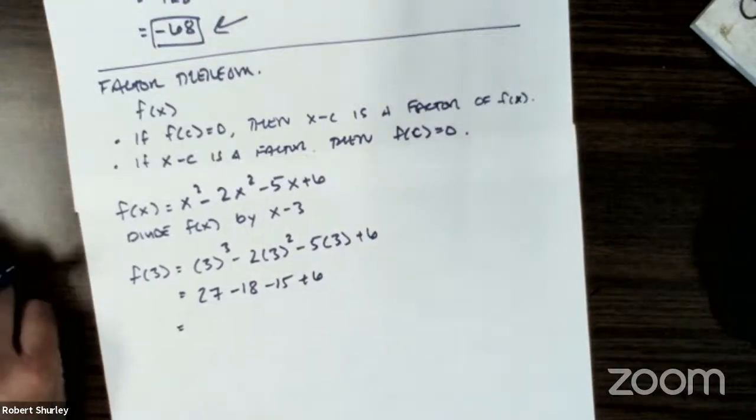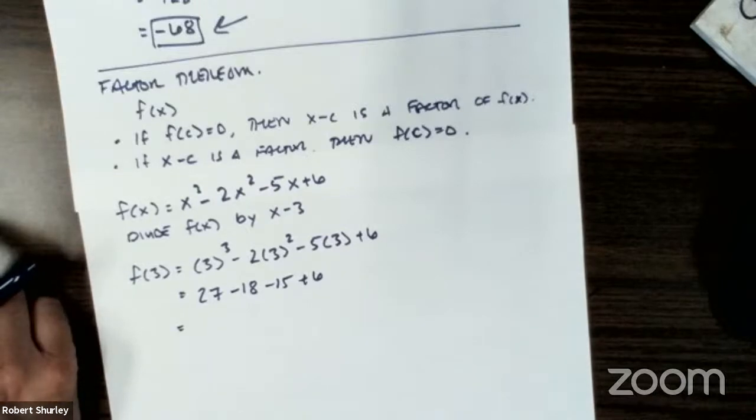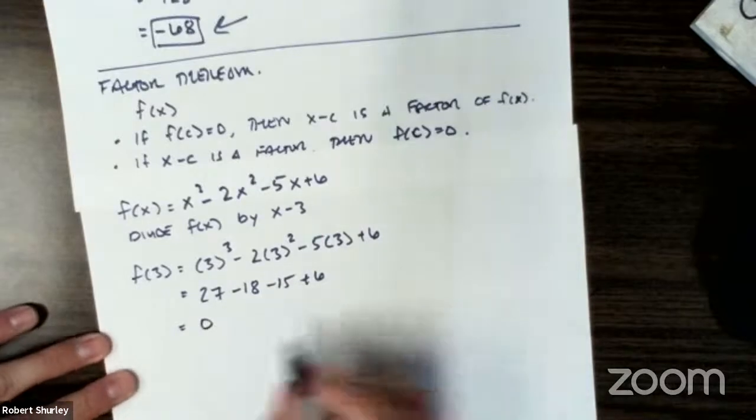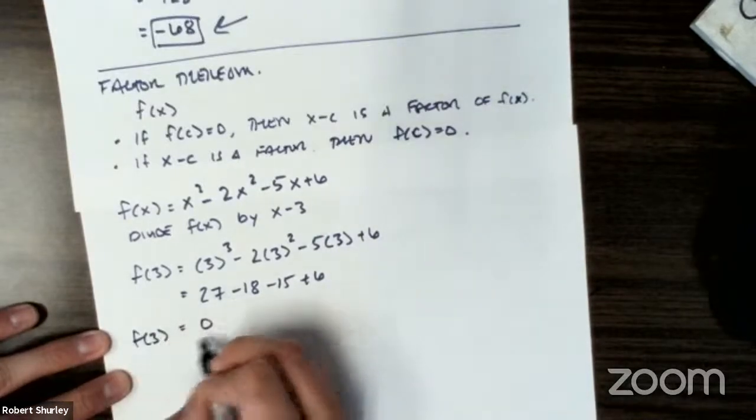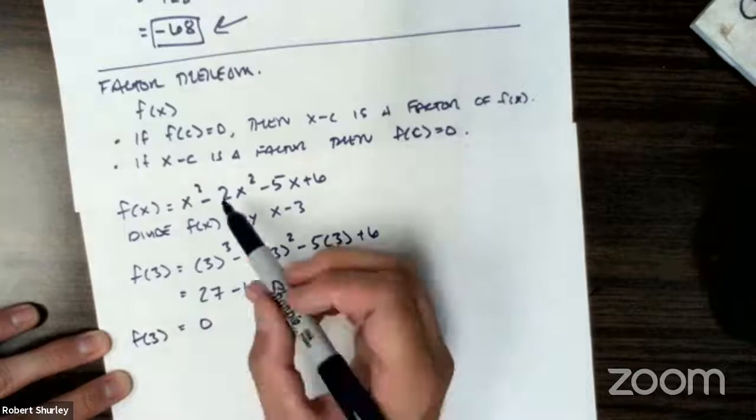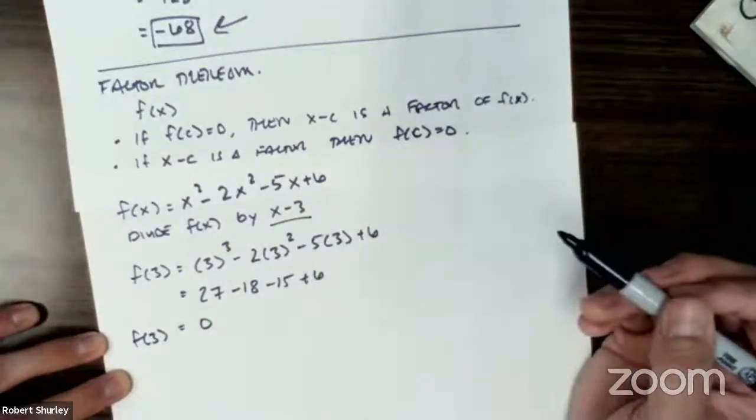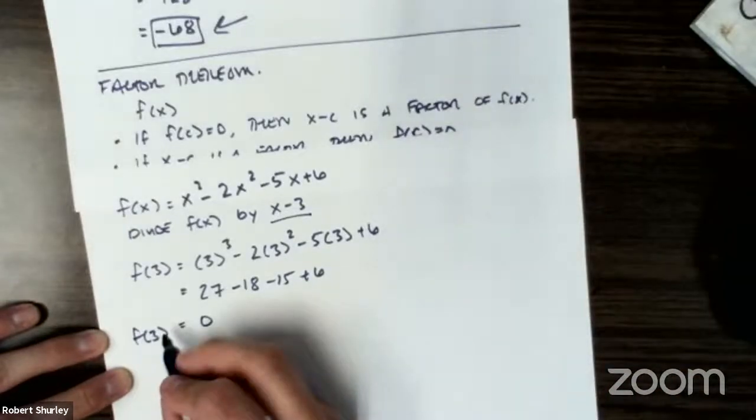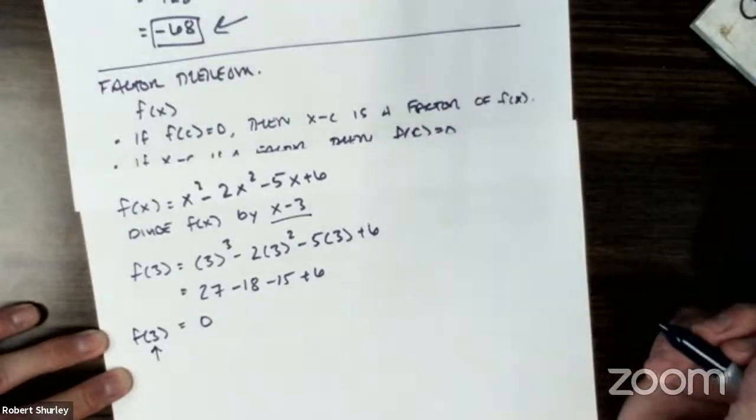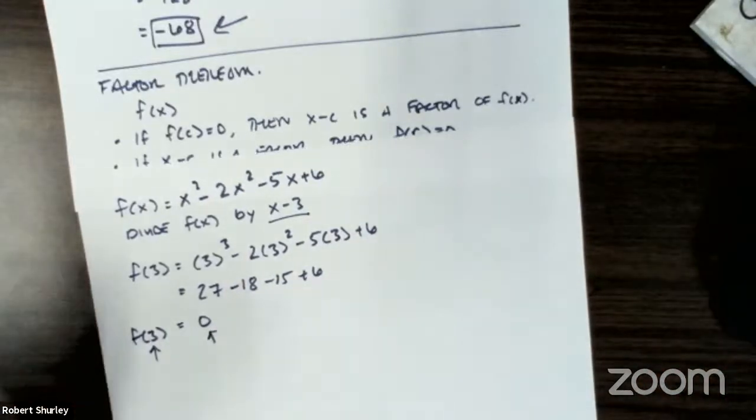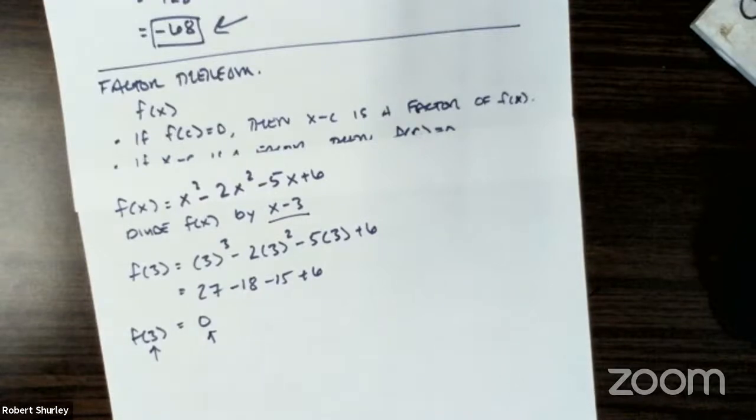27 minus 18 minus 15 plus 6 equals 0. Okay, so f of 3 winds up being 0. So what that means is this function, x minus 3, is a factor of this function. And what it also means is x equals 3 is a solution, because we got back a remainder of 0, so that's kind of nice.